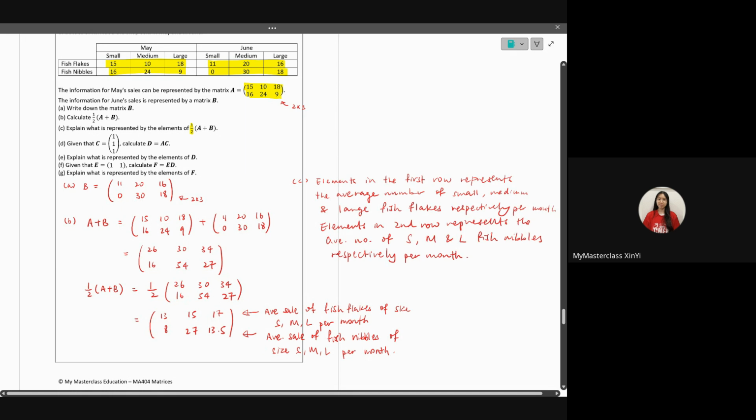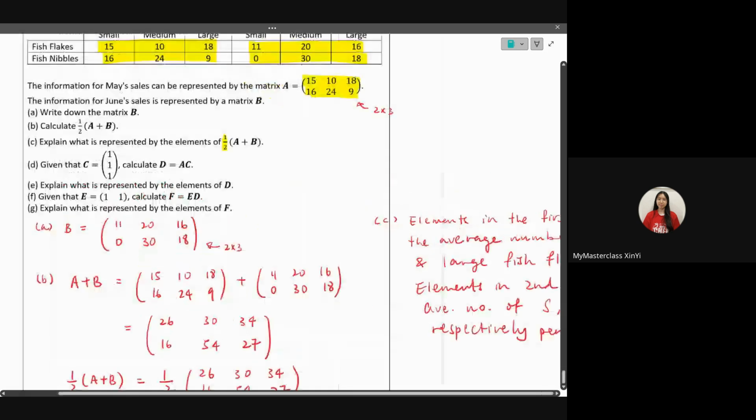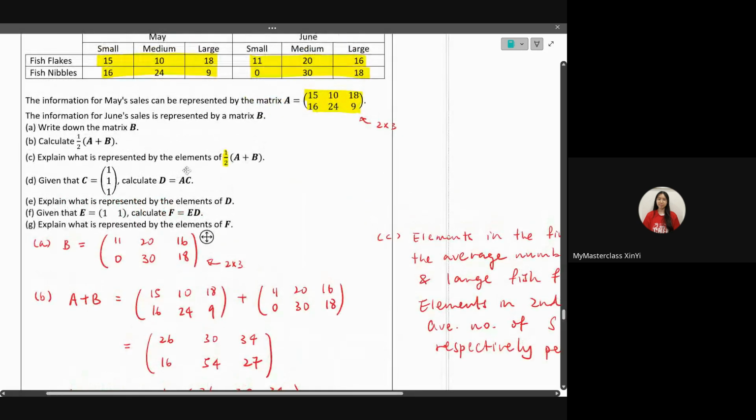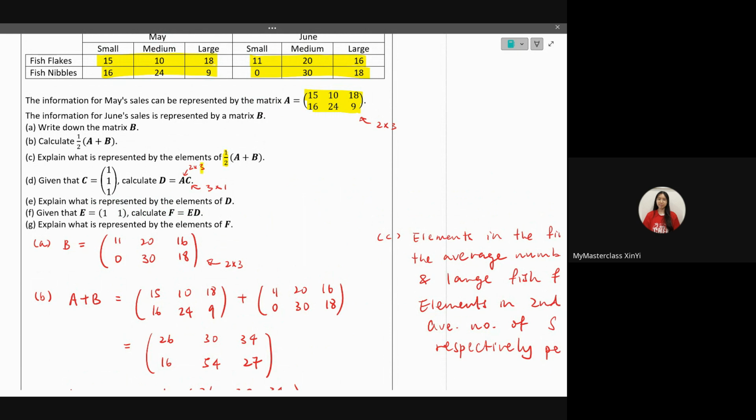Okay, now for part D, given that matrix C, this is a column matrix, it's 1, 1, 1. Calculate D equals AC. So matrix multiplication. First confirm you can do this. A is a 2 by 3 matrix. C is a 3 by 1 matrix. So the middle one matches. So what you will end up with for D would be a 2 by 1 matrix.